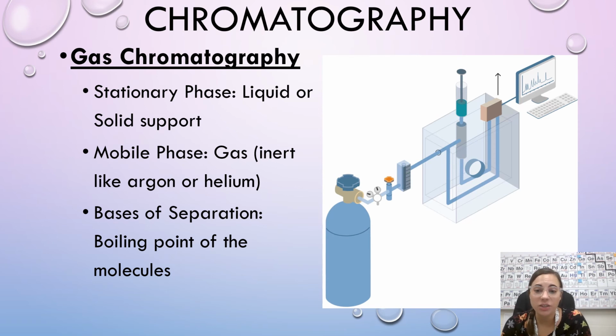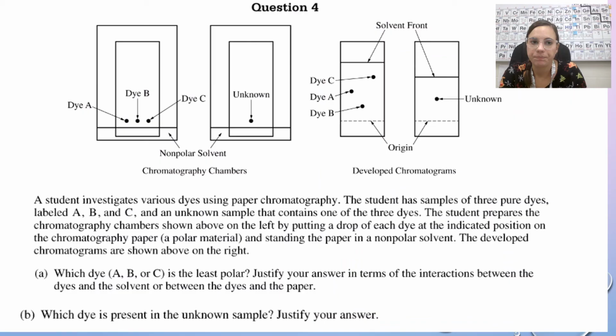Next, we have gas chromatography. So the stationary phase can either be a liquid or a solid. And then, of course, based on the name, the mobile phase is a gas. It's usually something that's inert. It's not going to react with anything, like argon or helium. And so this is going to separate things out based on their boiling points. So this is one that uses boiling points to separate the different parts of the mixture.